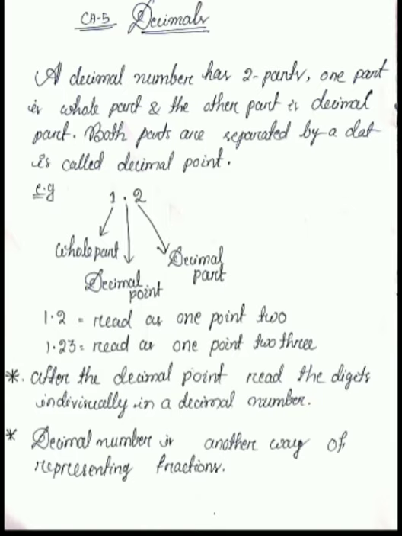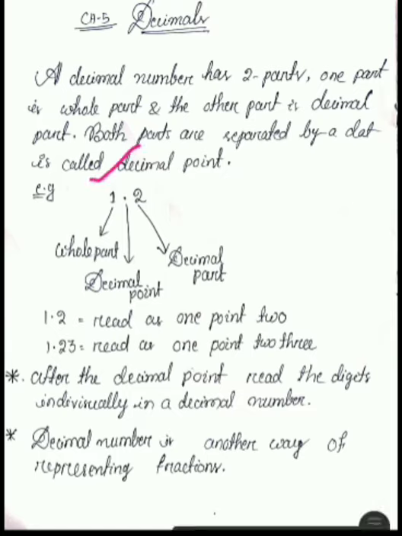Just see here, what is a decimal number? A decimal number has two parts. One part is the whole part and the other part is the decimal part. Both parts are separated by a dot, which is called the decimal point. So students, you can see it here. I have written one number. How you have to write a decimal number and how you have to read a decimal number, just see here.